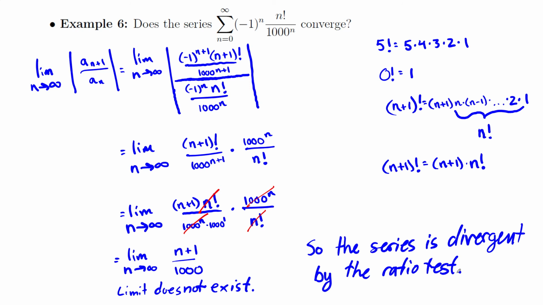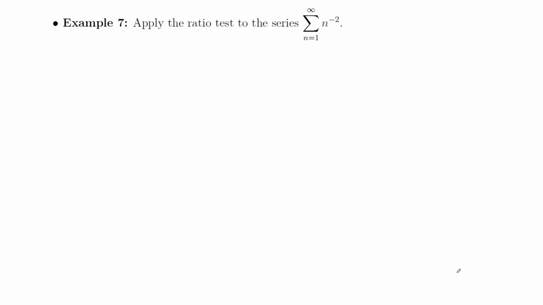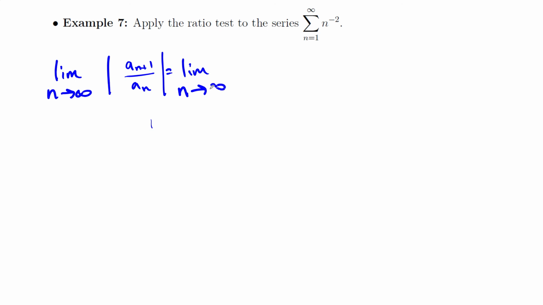So let's take a look at another example. All right. So apply the ratio test to this series. So we'll be taking the limit as n goes to infinity of a sub n plus 1 over a sub n, absolute values. So this is the limit as n goes to infinity of n plus 1 to the negative 2 divided by n to the negative 2.